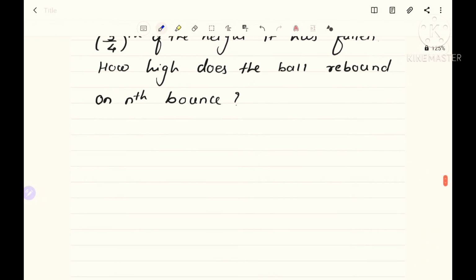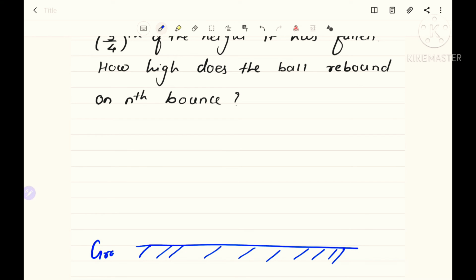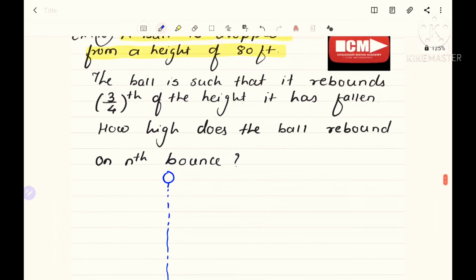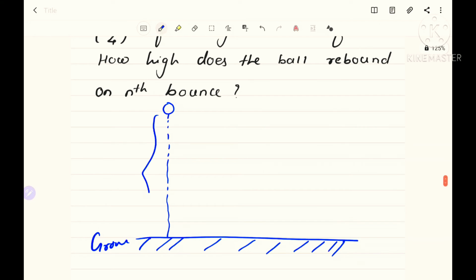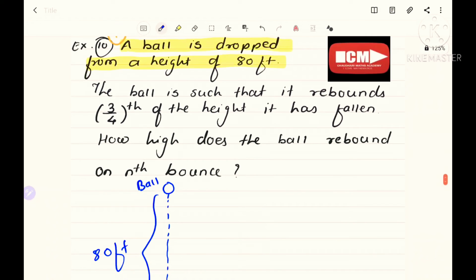Let's mark somewhere. This is the ground level, or surface level. According to them, a ball is dropped from this height, which is given as 80 feet. A ball is dropped from 80 feet. And obviously, whenever you drop a ball from such a height, it will bounce back, right? It will bounce back once it reaches the ground, because the retardation leads to the bounce back of that ball.